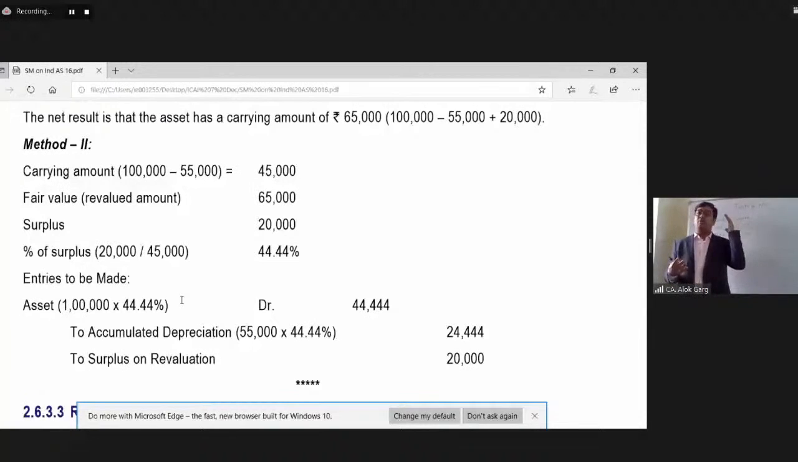Other comprehensive income is nothing, it's a reserve. Even in our old accounting standard, if there was a revaluation surplus, we were not crediting our P&L. We were crediting our revaluation surplus reserve. Okay. And here also we are crediting a reserve, which is OCI reserve. And OCI is non-distributable. It is not available for distribution for dividend. So it is not overriding any concept of conservatism.